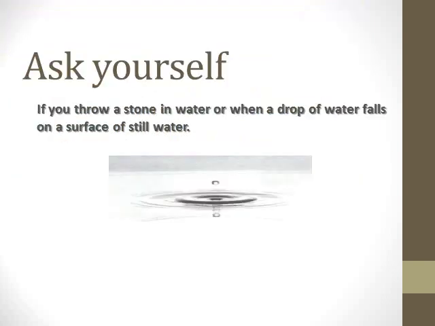Now ask yourself, what happens if you throw a stone in water or when a drop of water falls on a surface of still water? Well, I will tell you the answer. A disturbance will occur. This disturbance will transfer from a drop to another on the water surface, which appears in the form of concentric circles. These concentric circles are known as water waves, and we will discover more in the following slides.